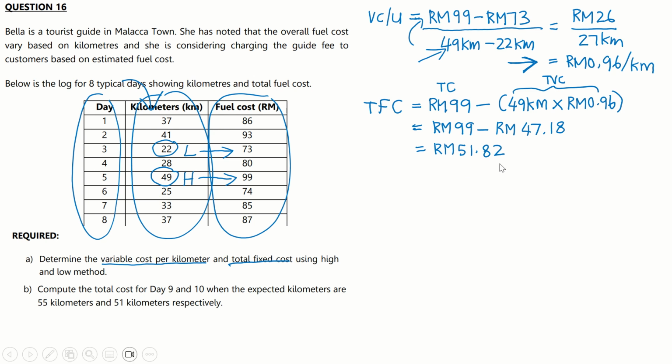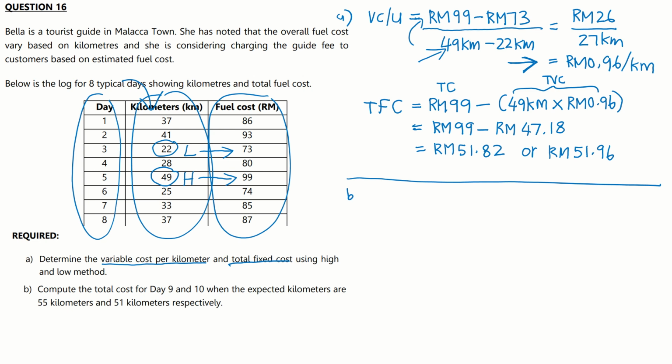It is still okay because it's still in the range of 51 ringgit, so no worries. It's either 51 ringgit 82 cents or 51 ringgit 96 cents. Both answers are acceptable, and that will be the total fixed cost. So this is how to answer A. Okay, done.